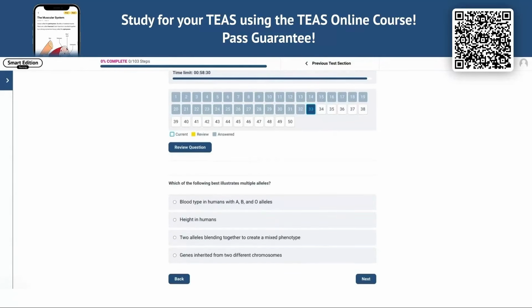Which of the following best illustrates multiple alleles? Blood type in humans with A, B, and O alleles. Height in humans. Two alleles blending together to create a mixed phenotype. Or genes inherited from 2 different chromosomes.